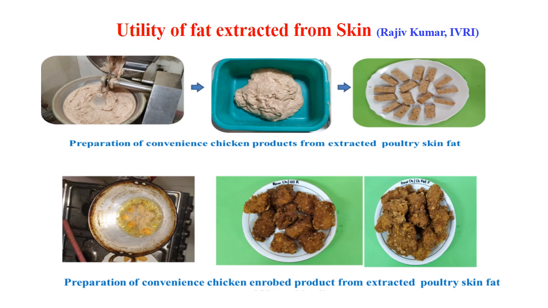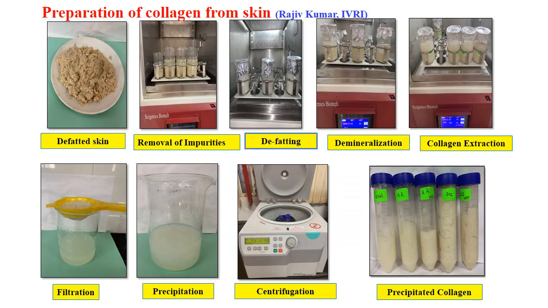So this is another way of utilizing the edible chicken skin. Here we will see, under the same project, preparation of collagen from the edible skin. Details can be obtained from this IVRI scientist. So here, from the defatted skin I mentioned earlier, we can make collagen as a special product.